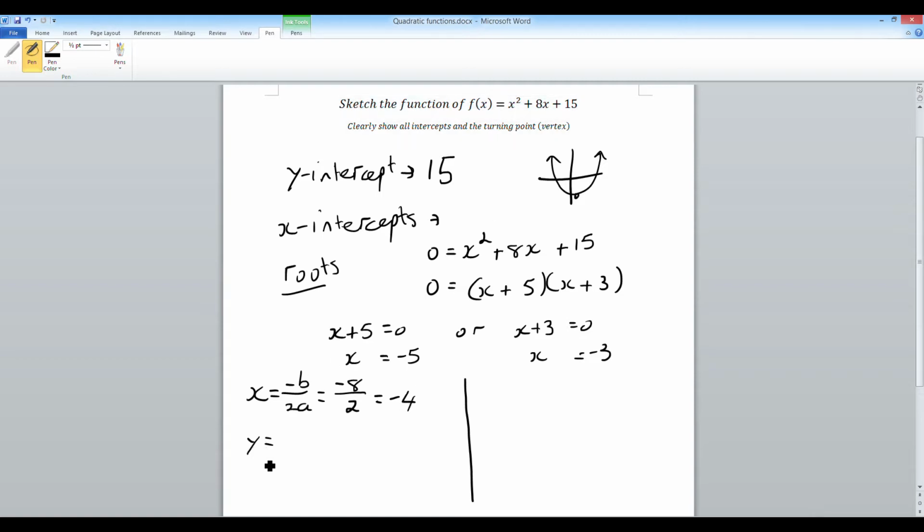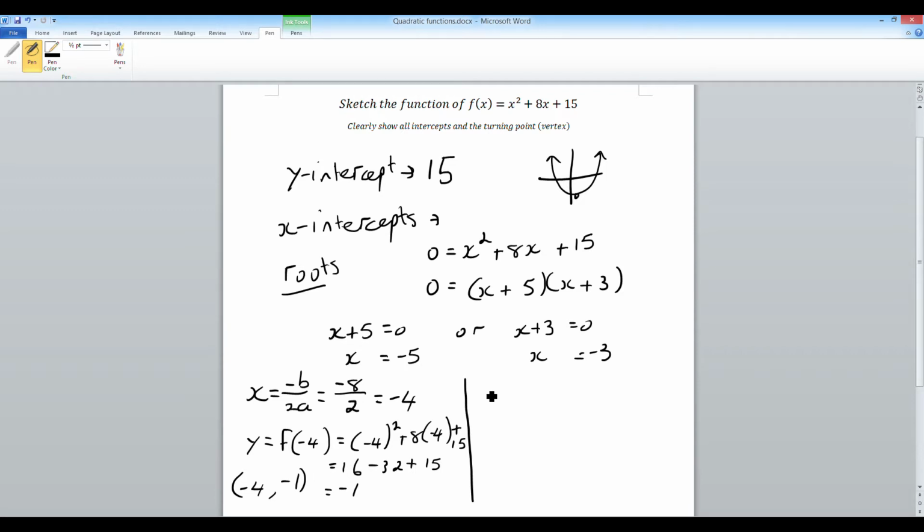I can say y is equal to, or alternatively I can say f of minus 4. I can plug this negative 4 into my equation. So then I'm going to say negative 4 squared plus 8 multiplied with negative 4 plus 15. So negative 4 squared becomes positive 16. And now minus 8 times 4 is minus 32 plus 15. And if I simplify this, I will arrive at minus 1. So my vertex, if I use my vertex formula of negative b over 2a, will be minus 4 and minus 1.